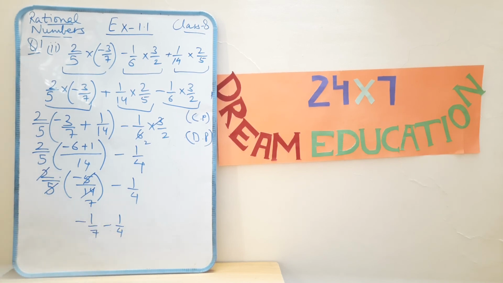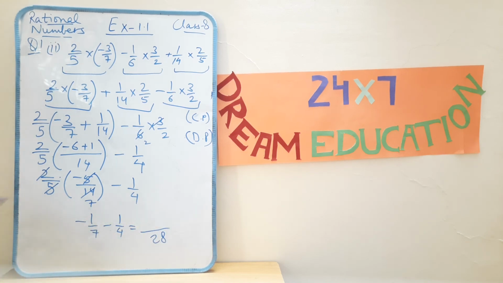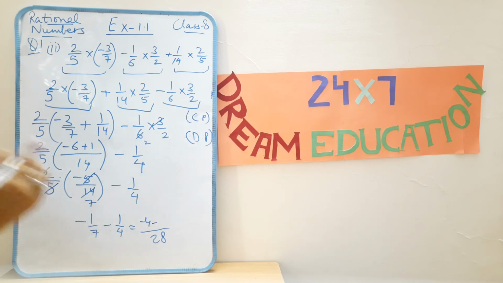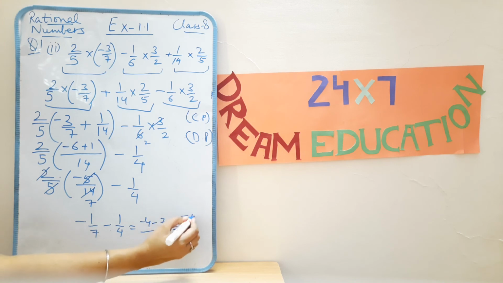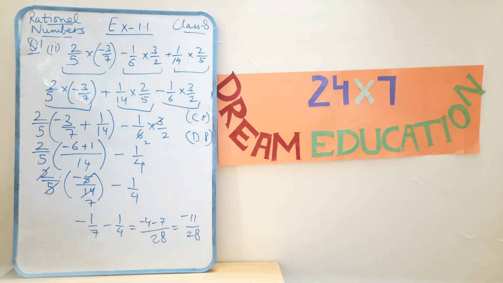Now again we will take the LCM because a minus sign is in between. Whenever we have plus and minus signs in between, we will take the LCM. So LCM of 7 and 4 is 28. In 7's table 28 comes 4 times. So 4 1s are 4, and in 4's table 28 comes 7 times. So 7 1s are 7. So minus 4 minus 7 is minus 11 upon 28. So minus 11 upon 28 is the answer for this question.